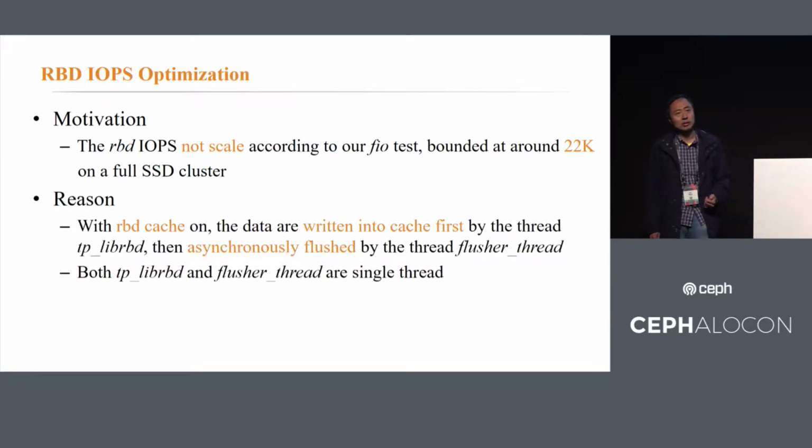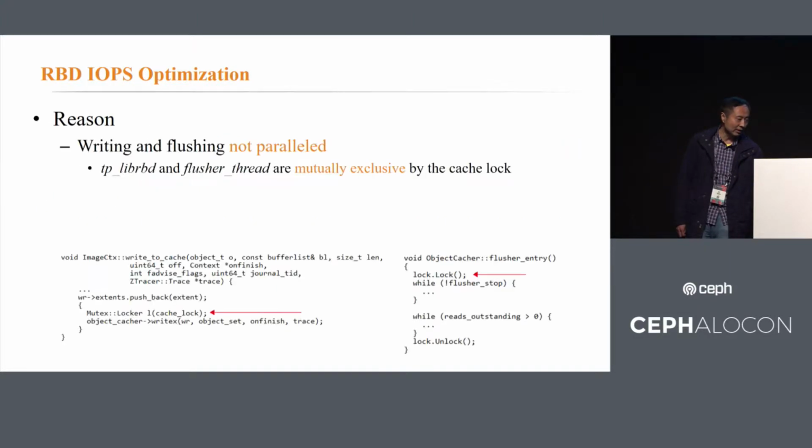We looked into the code and found the reason. When the RBD cache is turned on, the data will first be written into the RBD cache by the writer thread, and then asynchronously flushed by the flusher thread. Both the writer thread and the flusher thread are single threads. And the worst thing is that the writing and the flushing jobs cannot be parallelized.